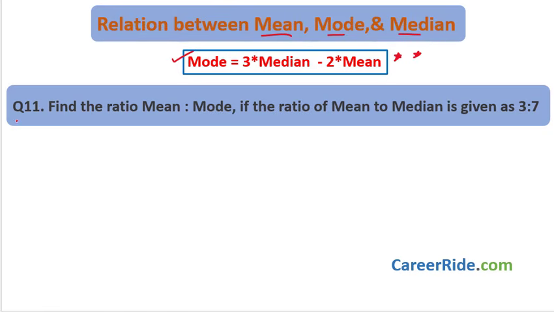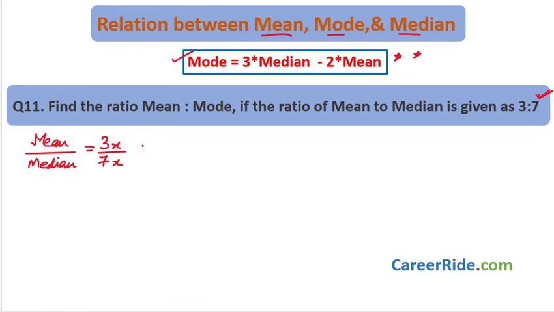So see, the question could be something like: find the ratio of mean to mode if the ratio of mean to median is given as 3:7. So what is given to you in the question? It is given that mean is to median is equal to 3:7. So I can write it as 3x by 7x, right?